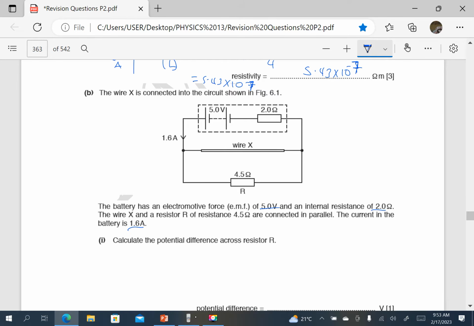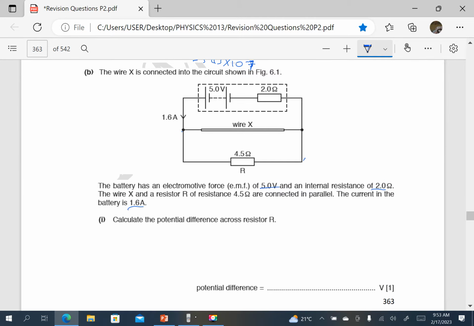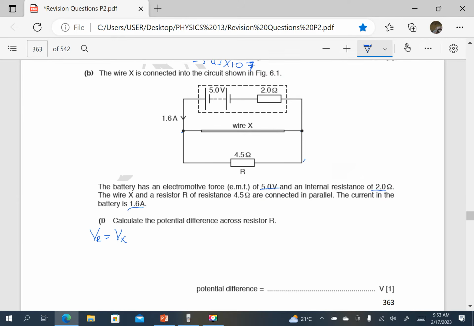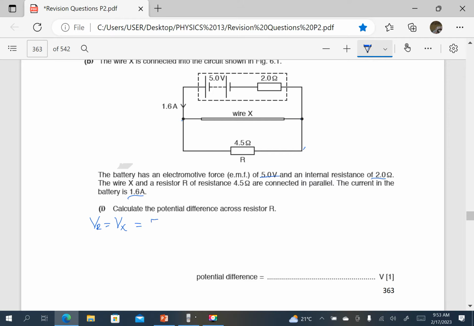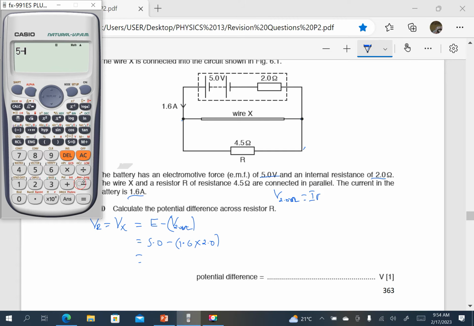If we have the current through the battery, then it is easy to find the PD across R, because the PD across R is the same as the PD across X since they are in parallel. However, we can find it, that is actually going to be the terminal PD. This is the EMF minus the PD across 2.0 ohms, that is the lost volts. So this is equal to the EMF, which is 5.0, minus the lost volts. PD across 2.0 ohms is equal to I times small r, so I, which is 1.6 going through the battery, times the internal resistance, which is 2.0. So 5 minus 1.6 times 2 is 1.8. So the potential difference there is going to be 1.8 volts.